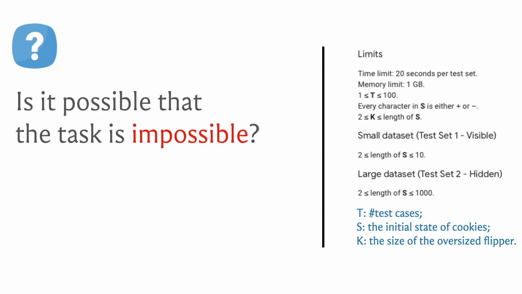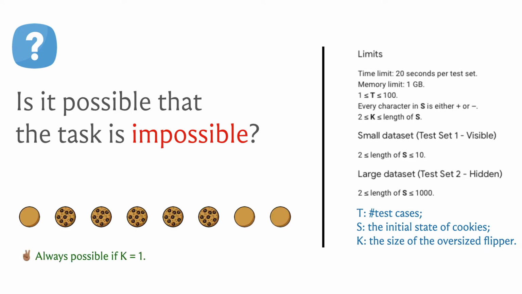Okay, so hopefully you had a chance to think about this, and notice that there's something interesting going on with the limits for K. We see that K is at least 2, and notice that if K was in fact 1, which is that you have a flipper which is like an ordinary cookie flipper, not an oversized flipper, and it lets you flip one cookie at a time, then of course you can always fix any sequence of cookies by just going to the ones that are facing the wrong way and flipping them over. So this is probably not such an exciting question anymore.